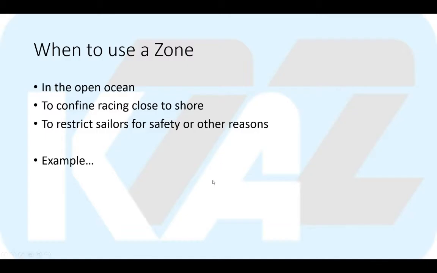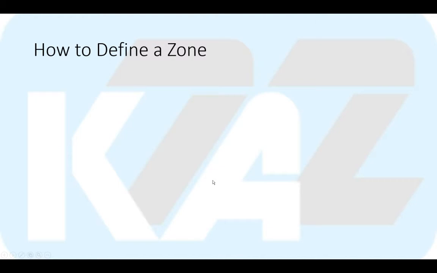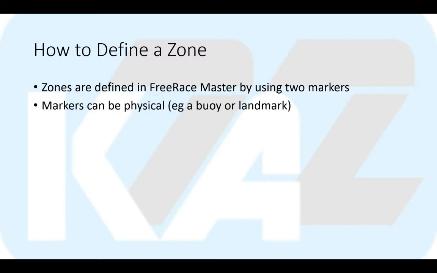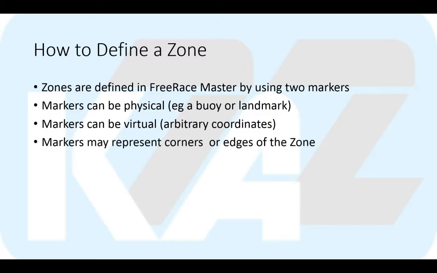Okay, so how do you delineate? How do you define that zone? We've got a lovely idea of where we want to sail, but how do we actually mark that out? Typically you do it in Freerace Master by using two markers. Those markers can be physical. They might be a buoy or a landmark of some kind, or they could be virtual. That is an arbitrary set of coordinates that you just happen to know or want to enter into the system. Markers may represent the corners or the edges of the zone, and I'll get into that in a little bit when I show you how that works in practice.